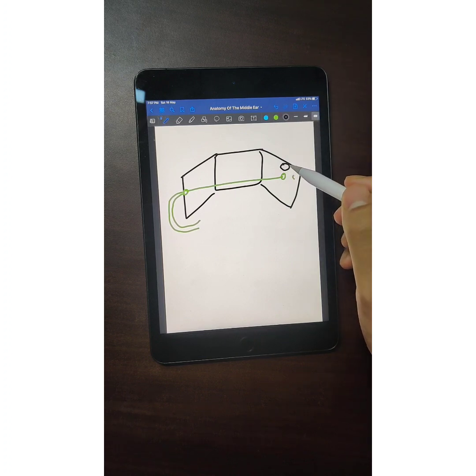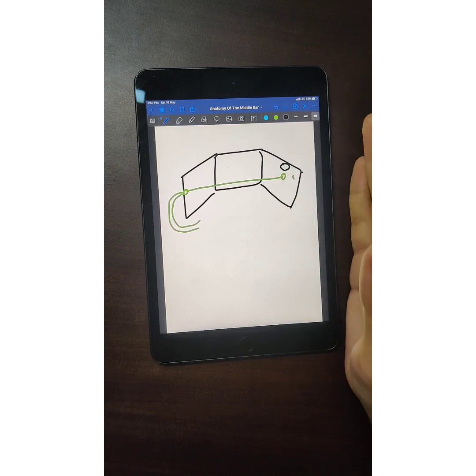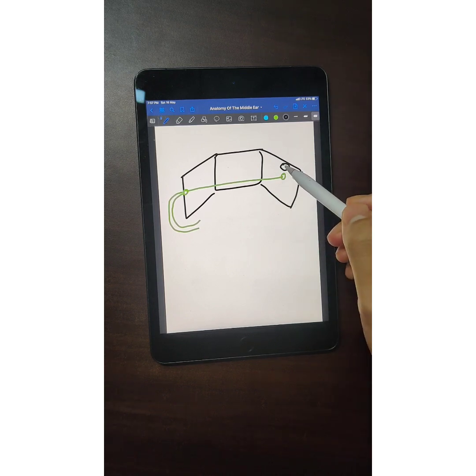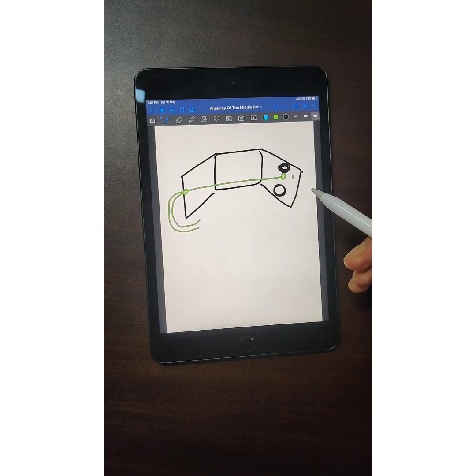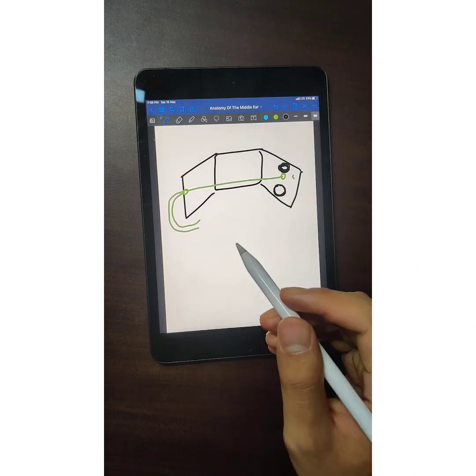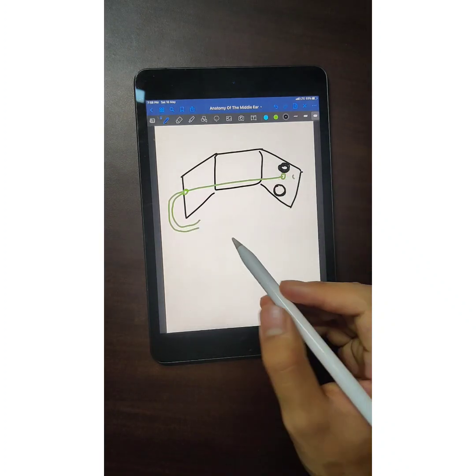Now, as I said, the tensor tympani comes from the anterior wall of the middle ear cavity, right? So here, this part is where the tensor tympani comes out from, and here is another structure, the eustachian tube.